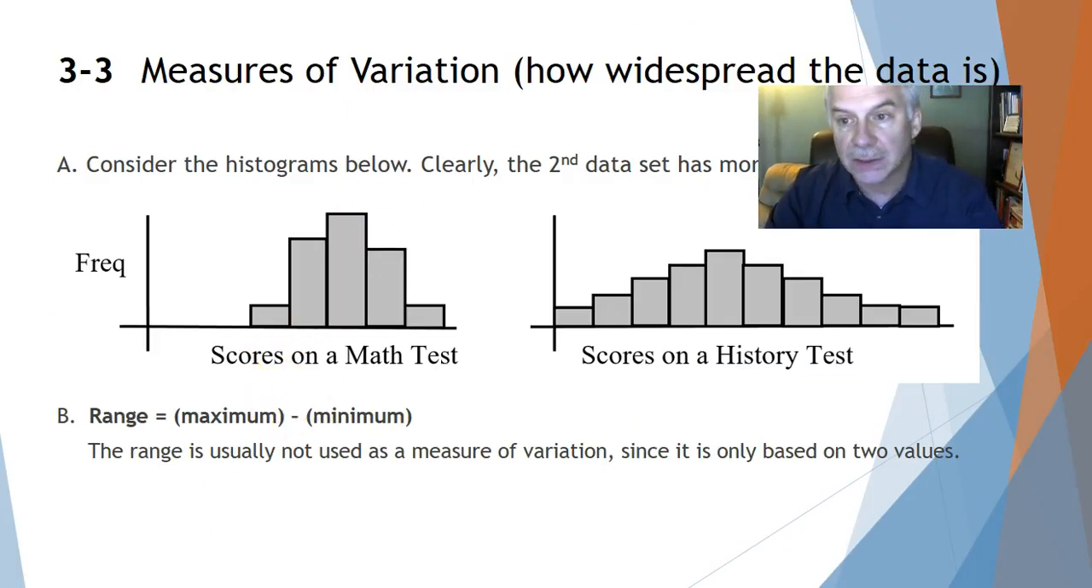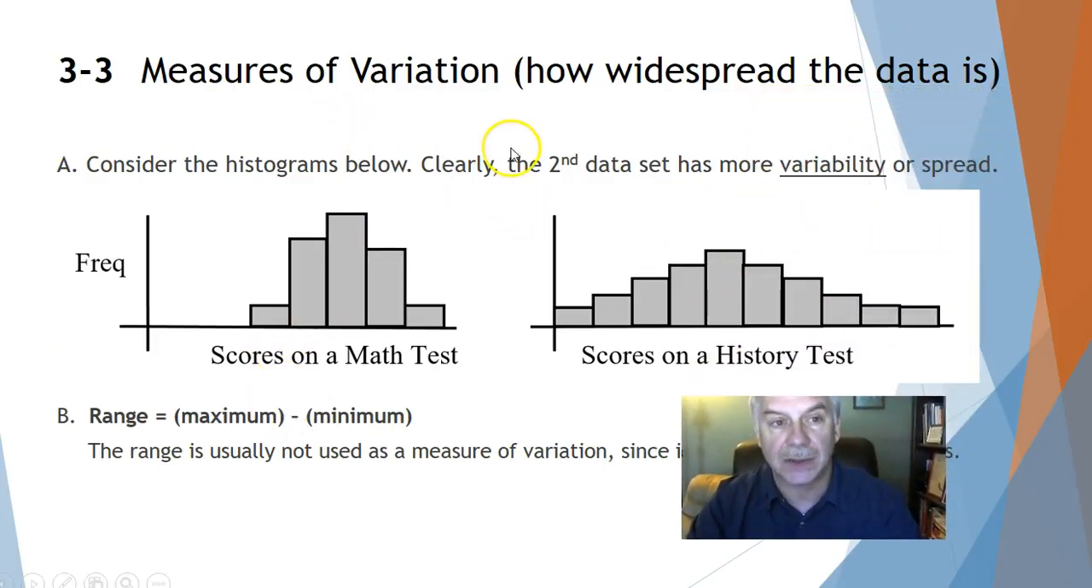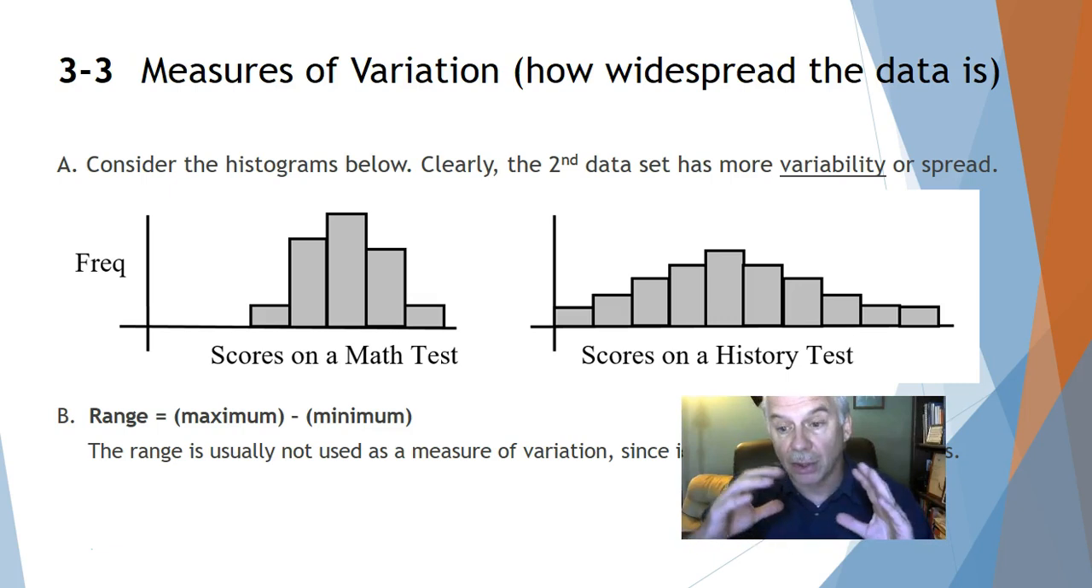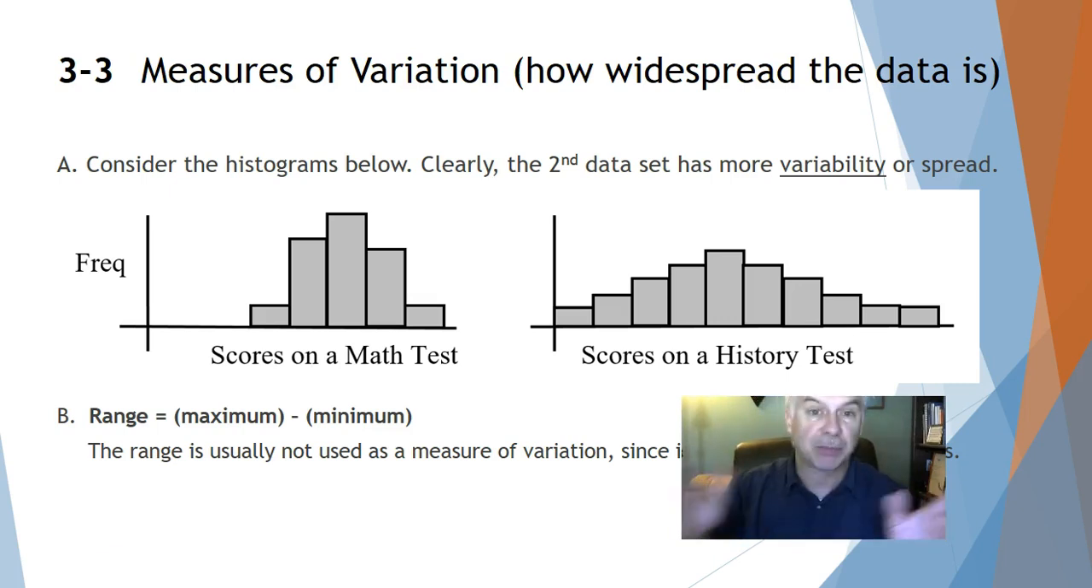All right, so the next section we're going to look at is measures of variation. Now, we've already looked at measures of center, but now we're going to look at measures of variation. Variation means how widespread the data is, how much variability or variation there is in the data. All right, look at the 2 histograms.